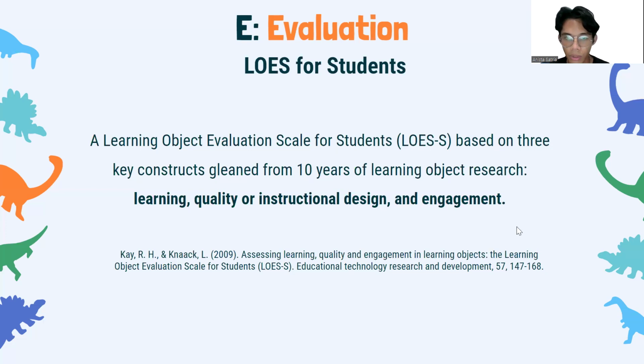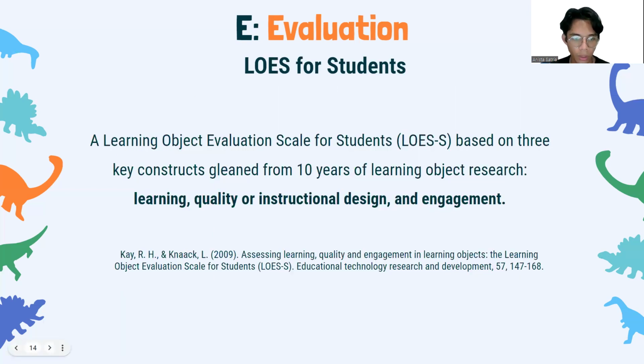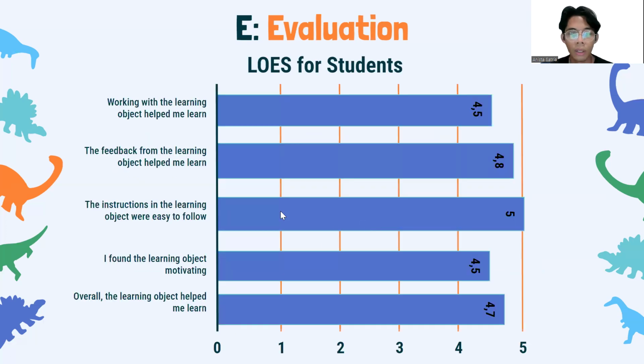So I use it to evaluate the Scratch module that I made. So this is the graph. Here I already combine the three aspects, which are the learning, quality or instruction design, and also the engagement. So the first is that working with the learning object helped me learn. It's on the 5. The feedback from the learning object helped me learn. It's 4.8.